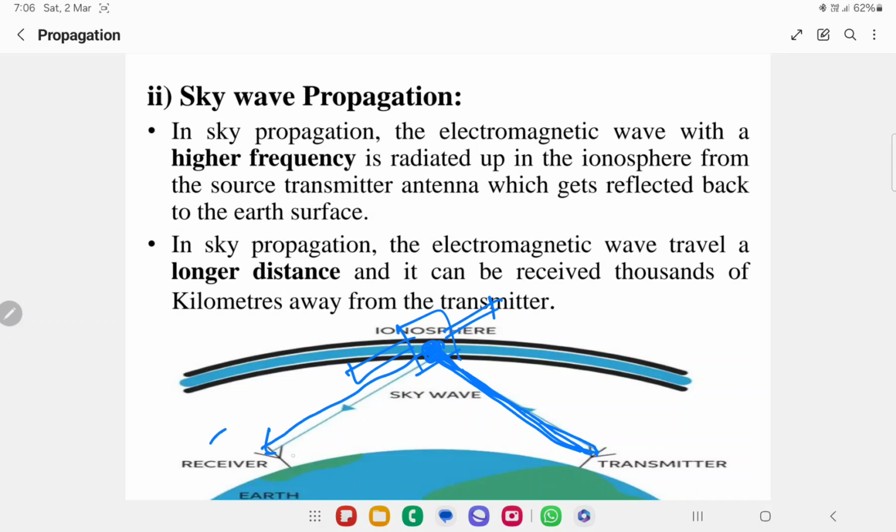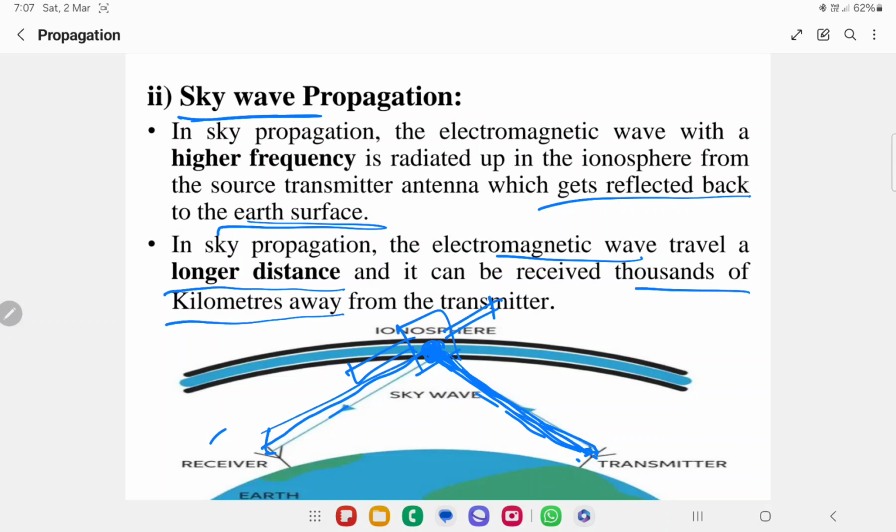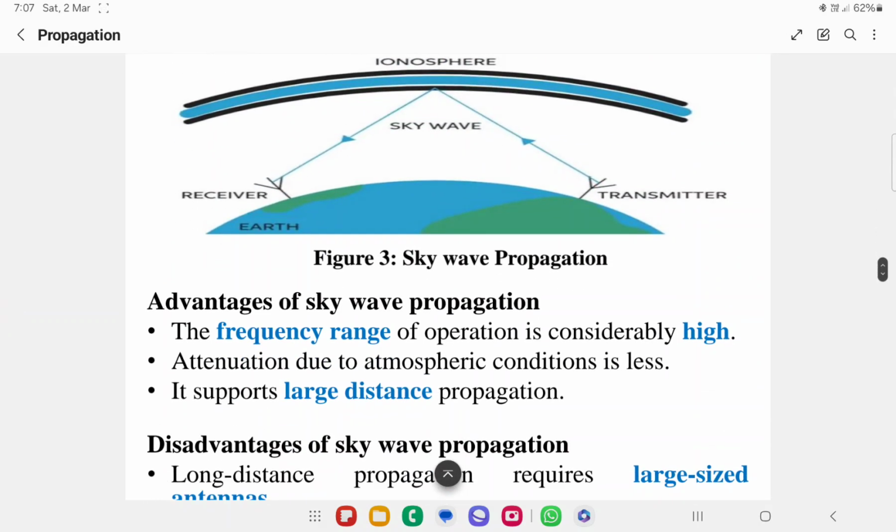And where is the receiver? The receiver is on the earth again. So why is it called sky wave propagation? Because you're propagating the signal in the sky, and from the sky it gets reflected back to the earth surface. So as you are sending this from here to here, which is a very long distance, in sky propagation the electromagnetic wave can be received thousands of kilometers away from the transmitter, because it's traveling in this pattern. Okay, so this is sky wave propagation.